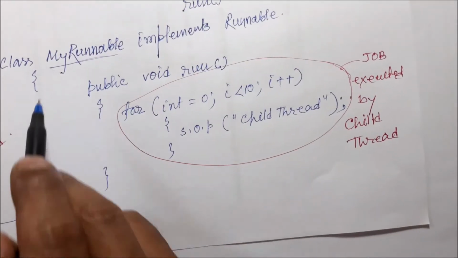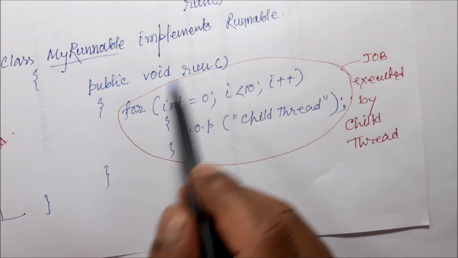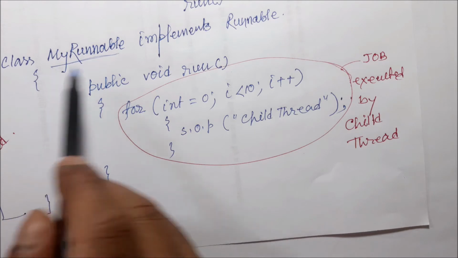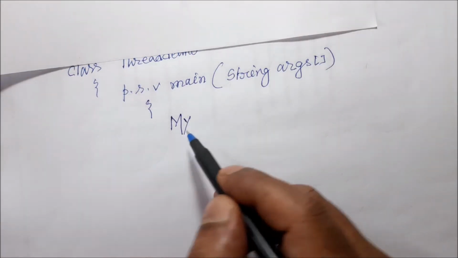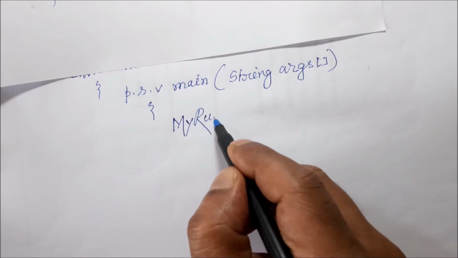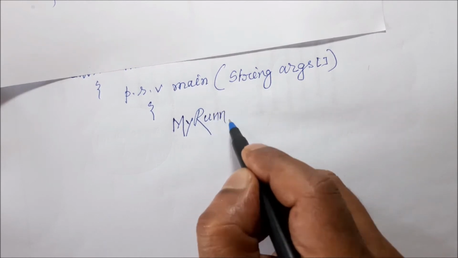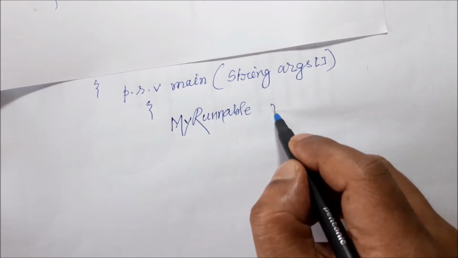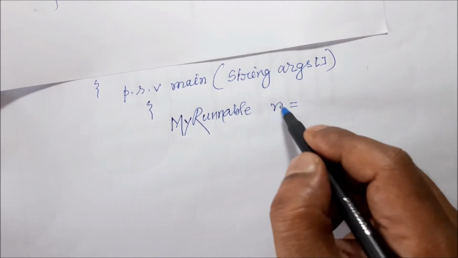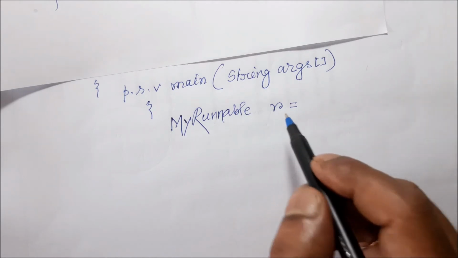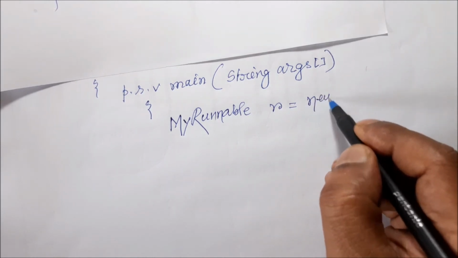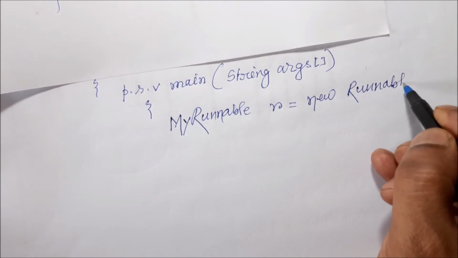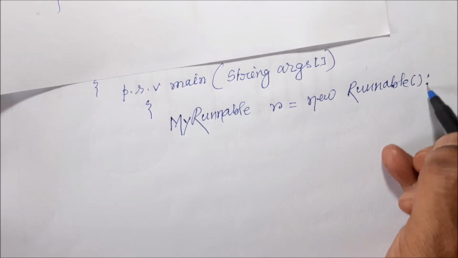Suppose I want to access this run method, I want to call this run method. That means we have to create the object of this class. What is the name of this class? MyRunnable. So, MyRunnable r, this is the reference variable, you can give any name, then new MyRunnable(), the no-argument constructor is called.